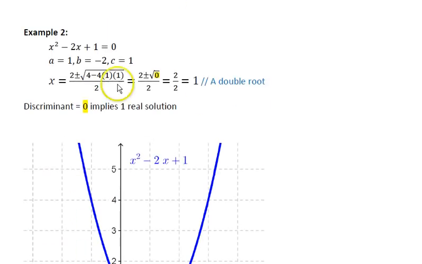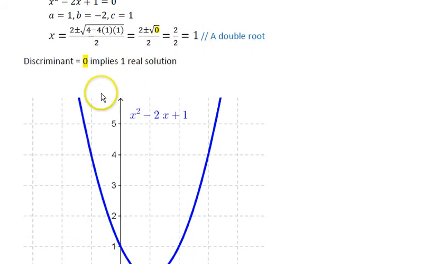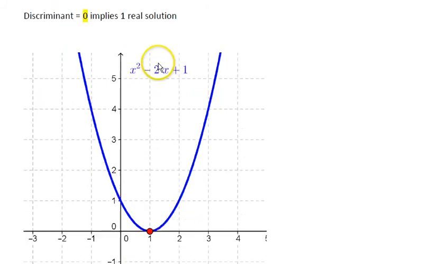Example 2, x squared minus 2x plus 1 equals 0. Identify a as 1, b as negative 2, and c as 1. Substitute these values into the quadratic formula, and the discriminant here is 0. We're taking the square root of 0, and we just get 2 over 2, which is 1, a double root. It's a single solution, but it's called a double root because with quadratics it would appear twice as the same factor. The discriminant is 0, one real solution.